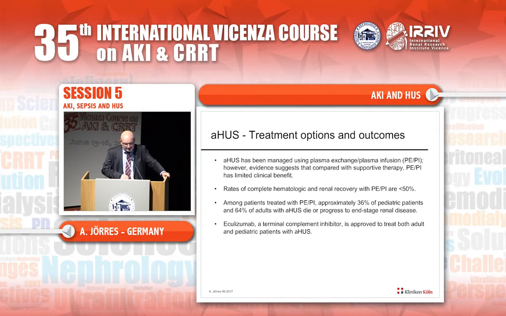And a large number of these patients, about 1/3 of pediatric patients and 2/3 of adult patients with atypical HUS, progress to end-stage renal disease or even die. Now, for a couple of years, we have a causal therapy in the form of eculizumab, which is a terminal complement inhibitor, which is in the meantime approved to treat both adult and pediatric patients with HUS.